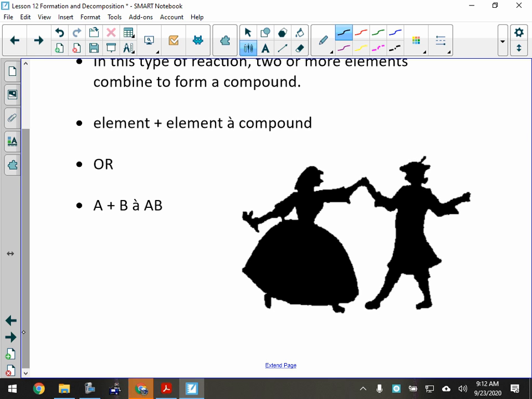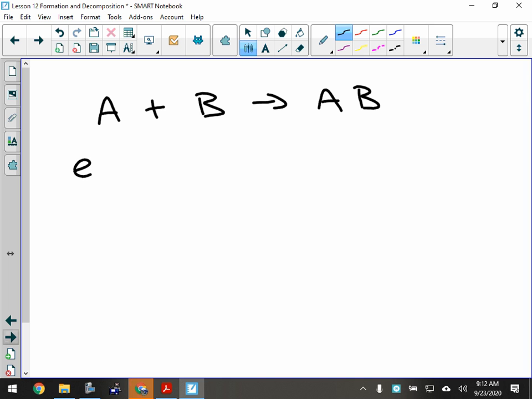Or I guess you could say what they're trying to say is element plus element gives you compound. So I guess you could write this in whatever other form you have there: element plus element gives you compound. If you need to.